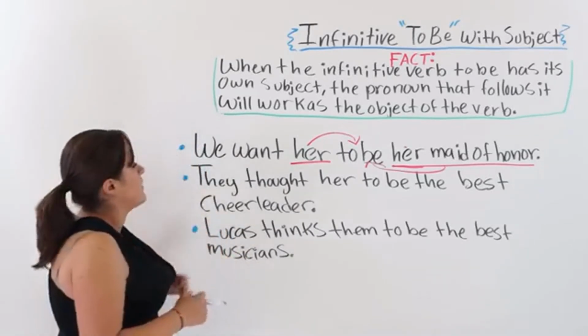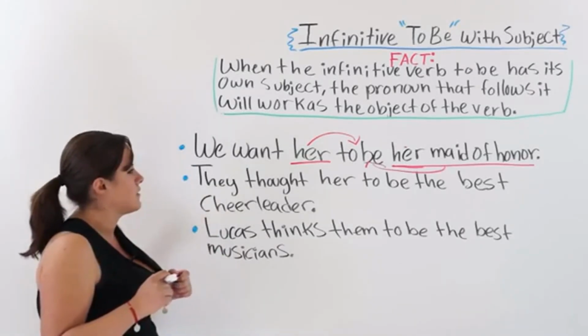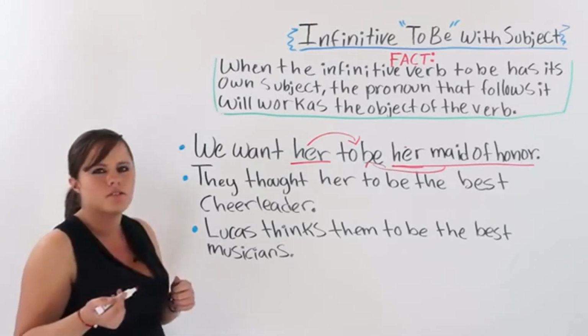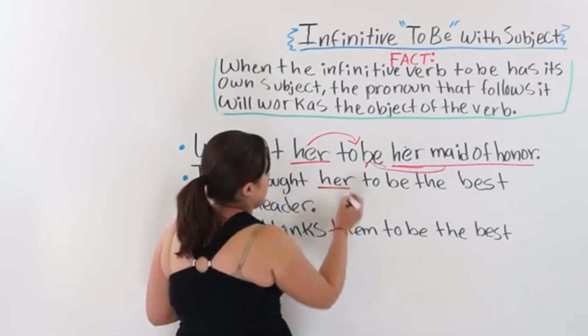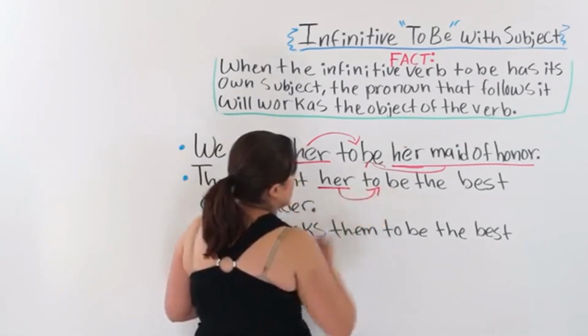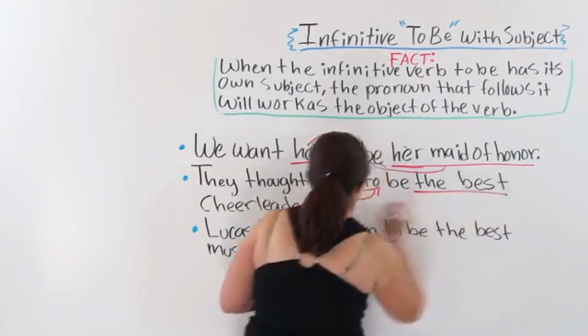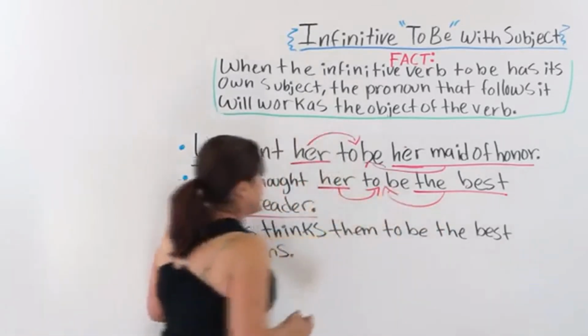The next one says, they thought her to be the best cheerleader. This is very, very simple. Since we see the only object pronoun here, we know that this is the object of the infinitive. And the best cheerleader would be the subject of the infinitive.